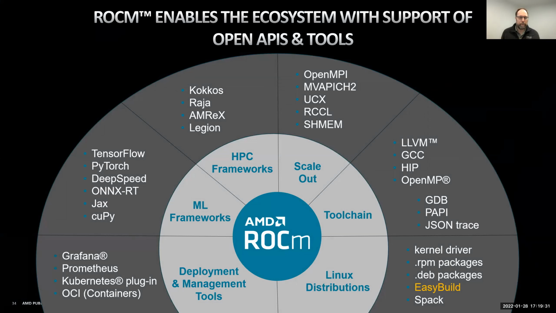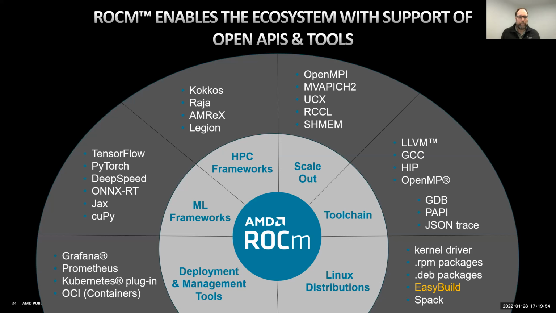Is deployment and management tools. So I mentioned we have some of those key things for managing on your system, but with Grafana and Prometheus plugins, you can plug it into your existing system. We support the OCI container framework, as well as we have a Kubernetes plugin. So if you're using some of those management tools, they all just work together, and that's all code that's available publicly.